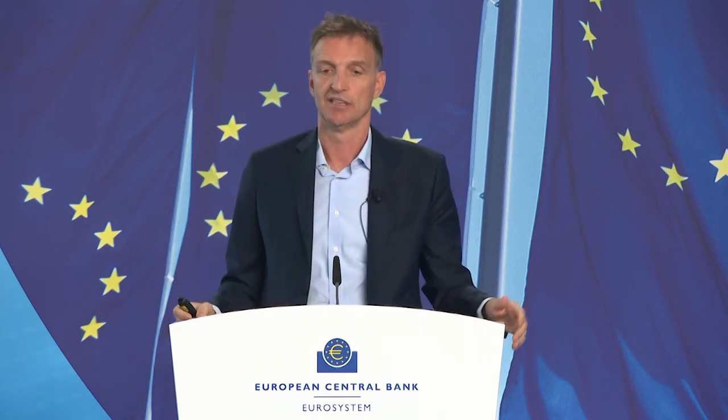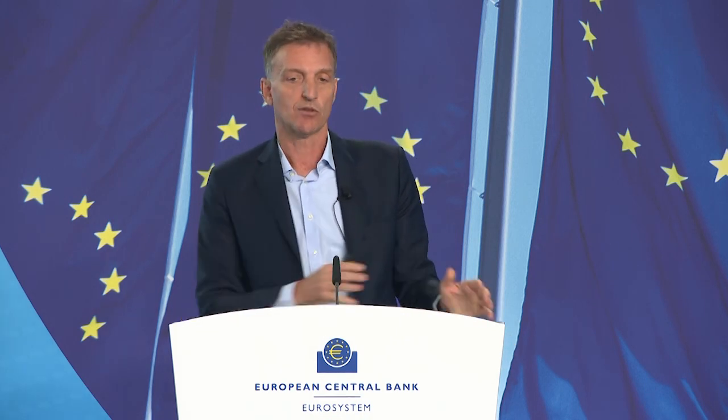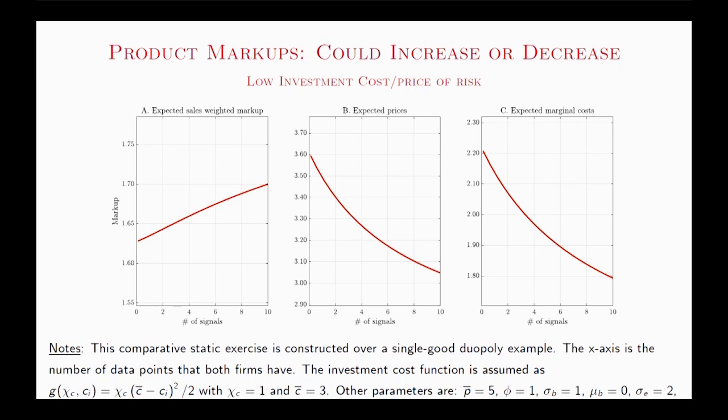Let me show you just a simulation. This is a low cost of investment case, and on the horizontal axis, we have the number of signals, so that's more data. As my data increases, I'm going to see an increase in the markup here. Why? Because this investment cost is small. Notice that as I have more information, both my price and my marginal costs decrease. It's just about which one decreases faster than the other one.